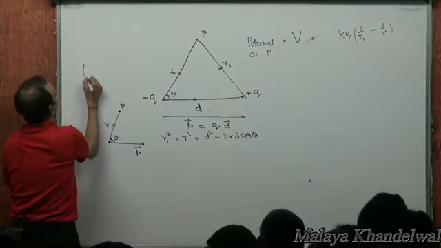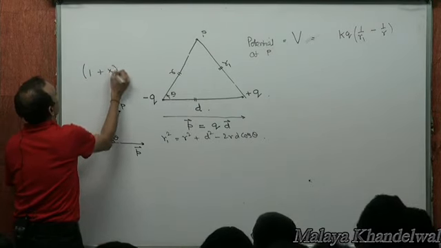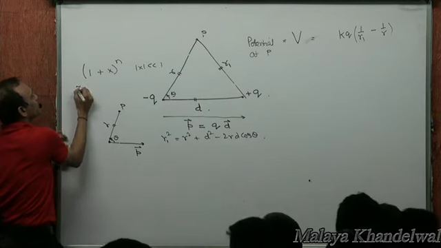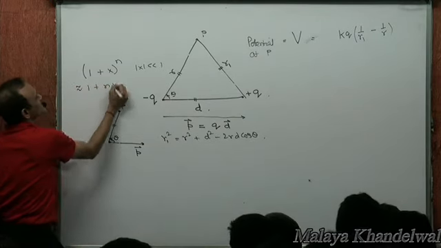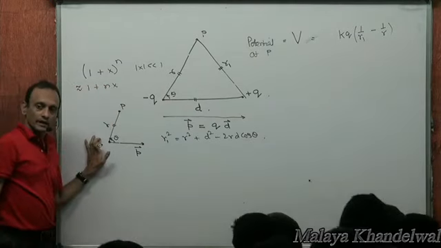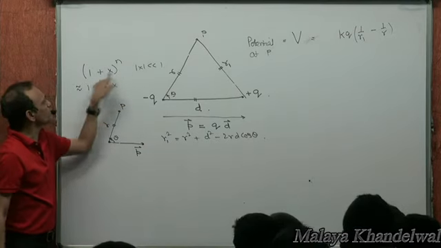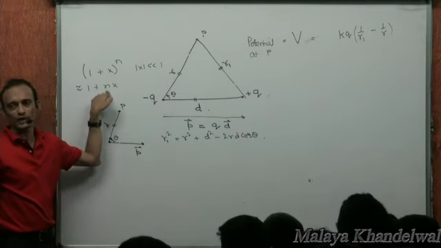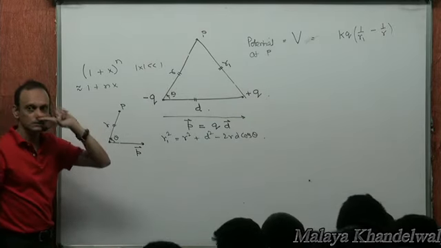Hey, one thing. (1 plus x) to the power n, when x is numerically much less than 1, I told you is approximately 1 plus nx. Remember, in one of the earlier classes, when x is numerically much smaller than 1, (1 plus x) to the power n can be approximated to 1 plus nx.